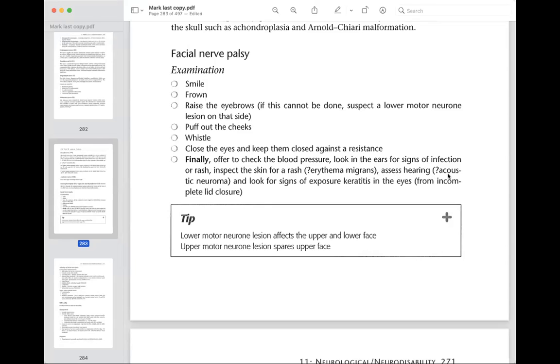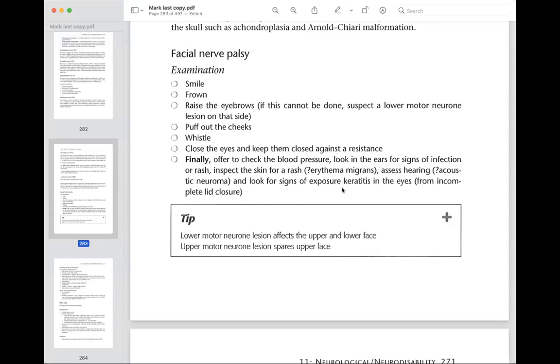Assessing hearing, because if there is an acoustic neuroma, it can also affect the facial nerve. These nerves, 7 and 8, are in the CP angle, very near each other. So in the end you will also assess hearing. If it is a clinical station, you will say that to complete my examination, I will do assessment of vision and hearing.